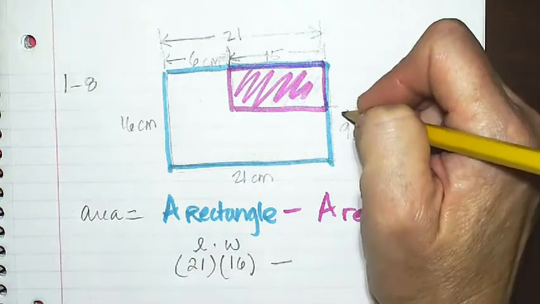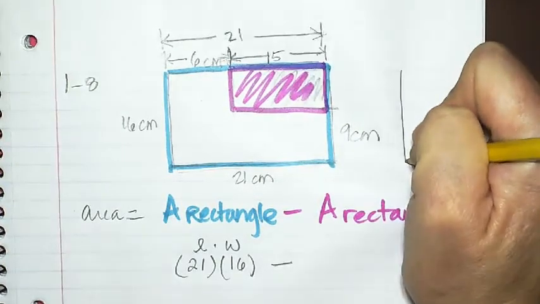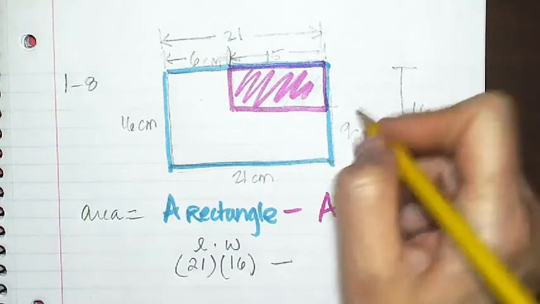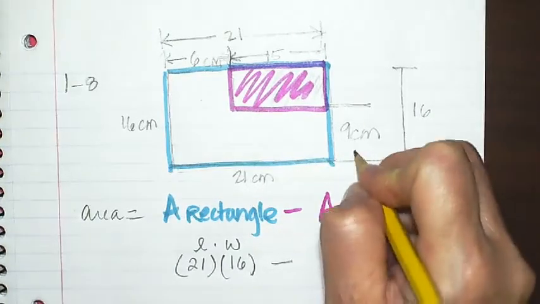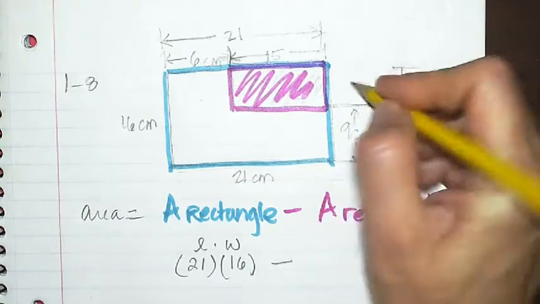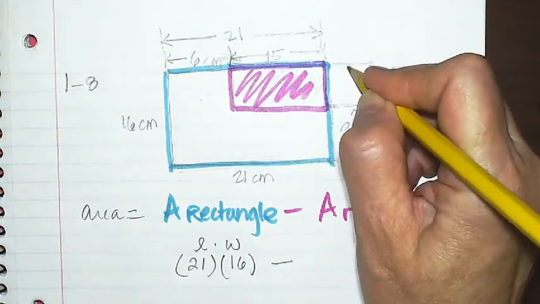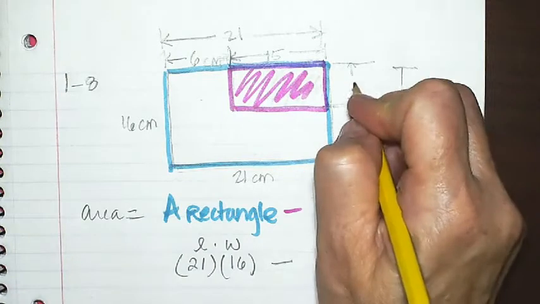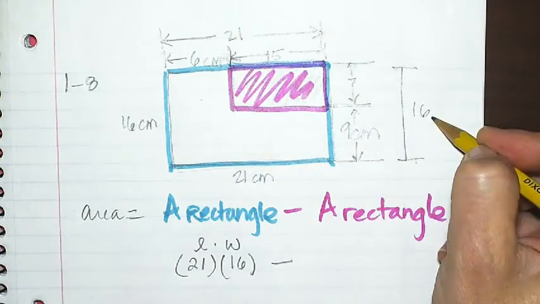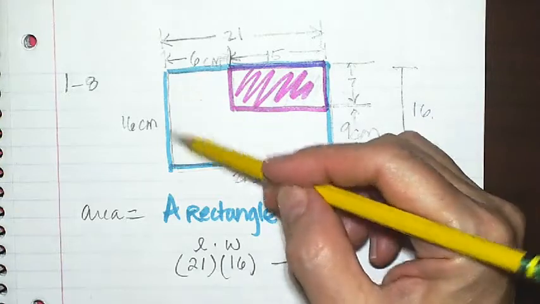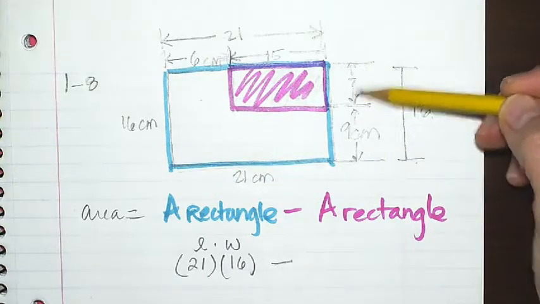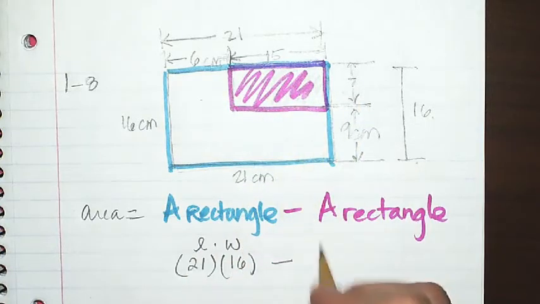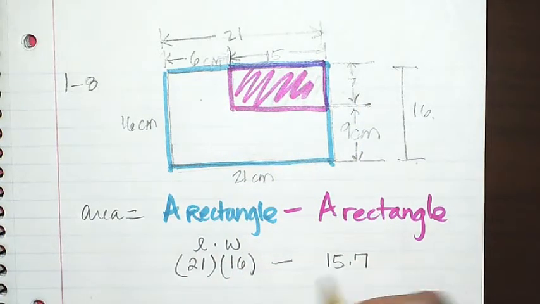Okay, and then we know this length from top to bottom is 16. Well, if this is 9, 9 plus what equals 16? 7. 7 and 9 is 16. So you're using the opposite side to figure out what that missing piece is. Now the area of this rectangle is 15 times 7, base times height, length times width.